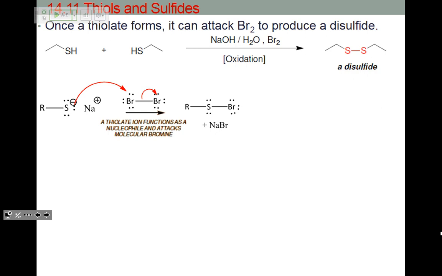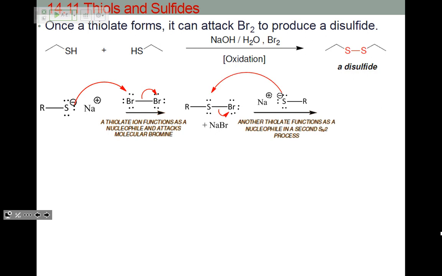We won't really see this with other functional groups. The alcohol doesn't really do this. And a second thiolate can come in and push off that bromine to form a disulfide bond. Disulfide bonds are found in nature. They're very important to biochemistry. And we see them a lot with things like protein folding in biochemistry.